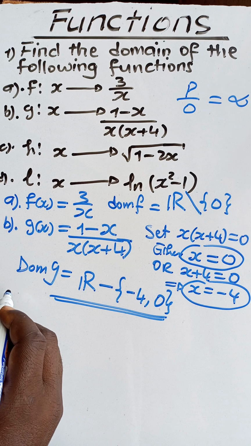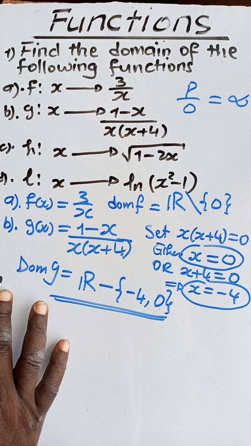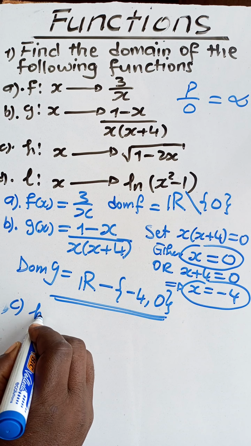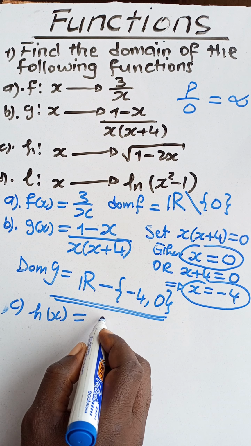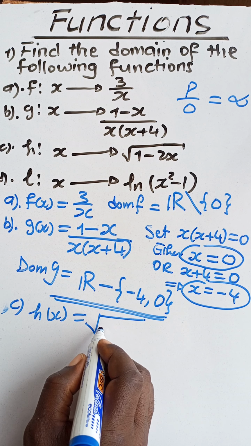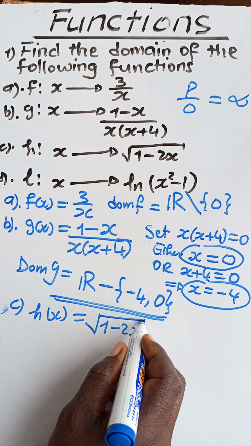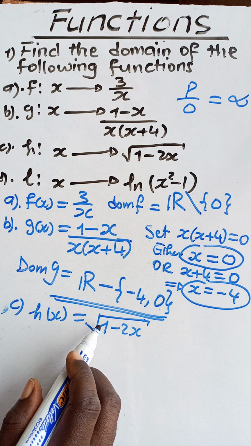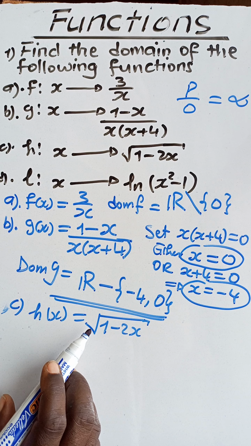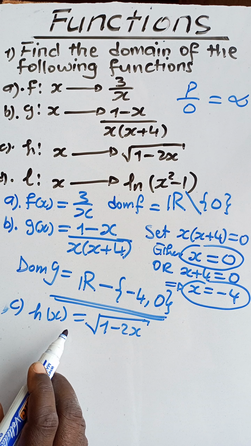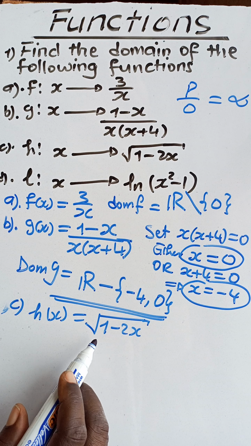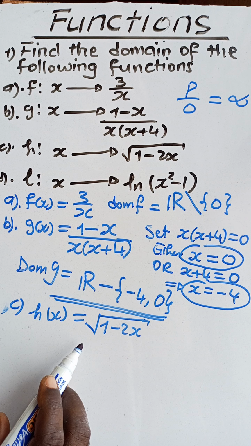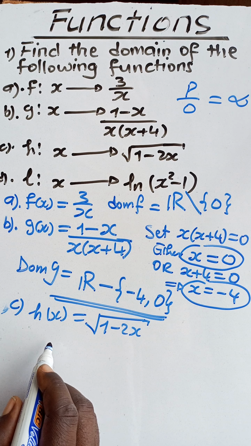Okay? Now let's take the third function. The third function is h of x, given as the square root of 1 minus 2x. Okay, we know that square roots of negative numbers do not exist. And so the values that we're going to avoid here will be the values that will render 1 minus 2x negative. And so we are forced to solve the inequality.